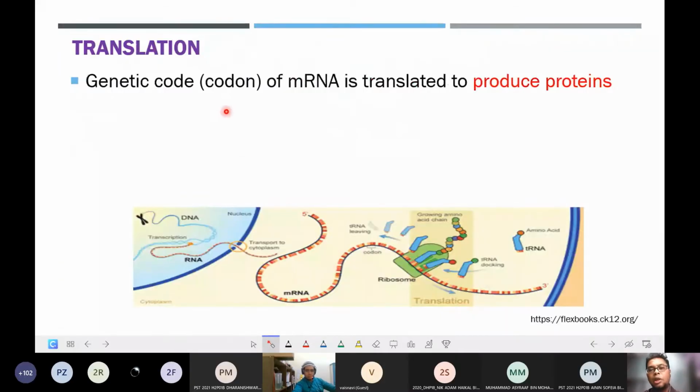Okay, so now we continue with the second part of the protein synthesis. This will be translation, in which the genetic code of the mRNA in the form of codons will be translated in order to produce the proteins. So this is a continuation from the transcription that we have discussed just now.